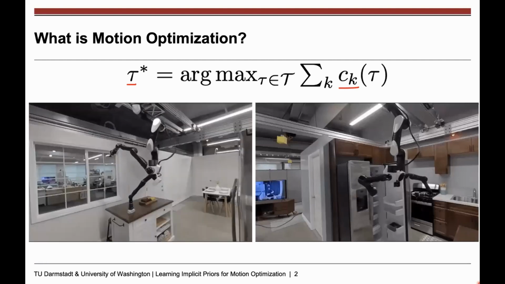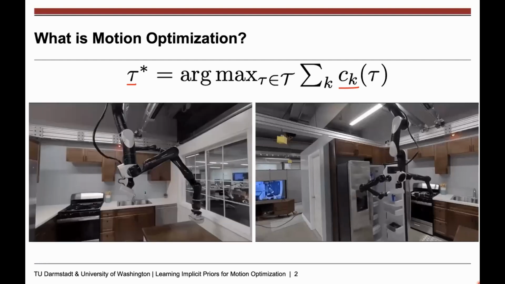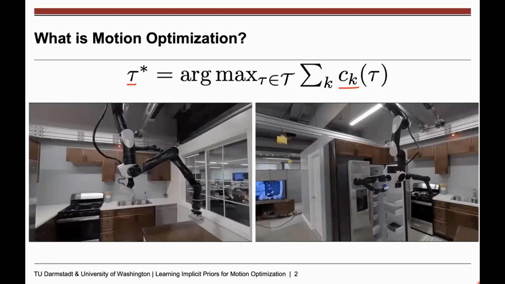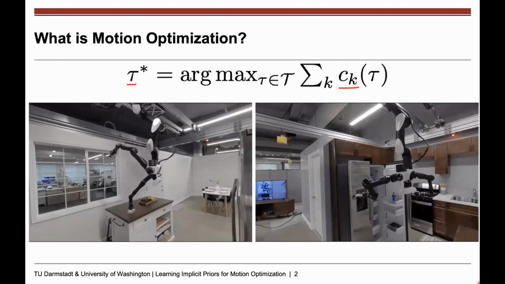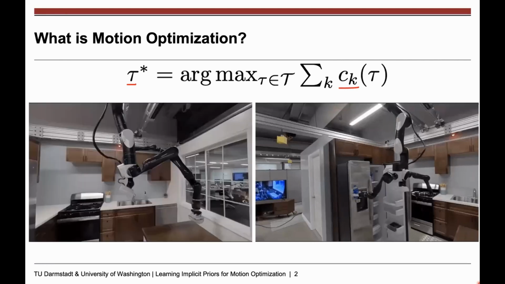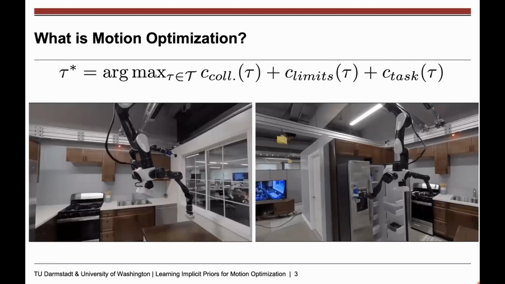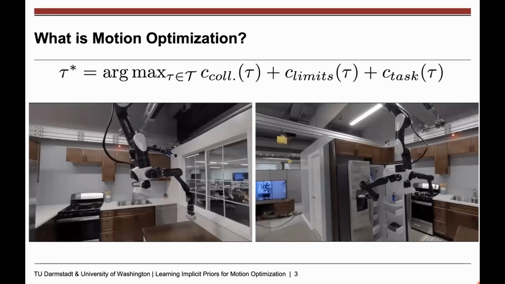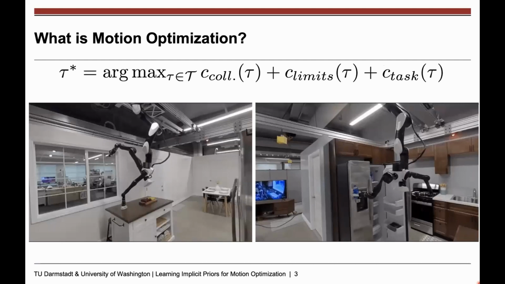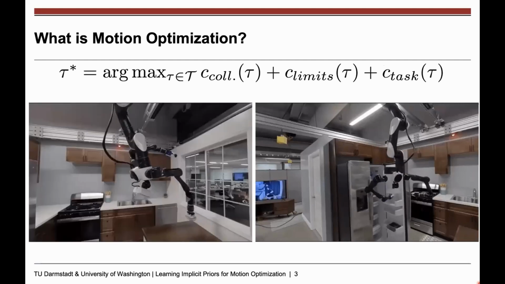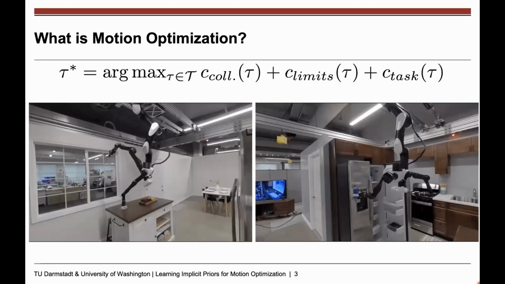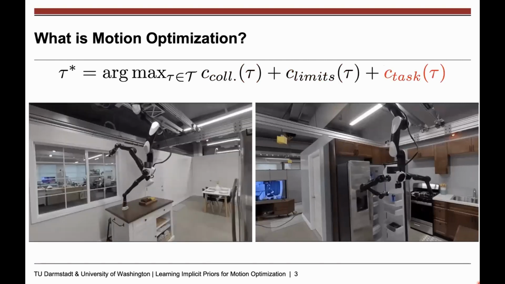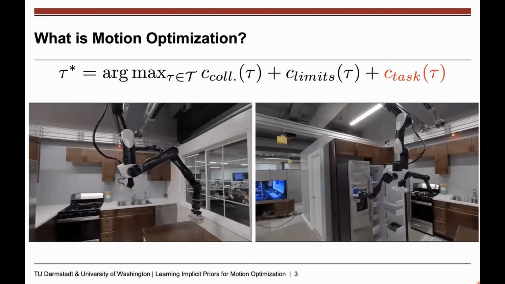In motion optimization, we deal with the problem of finding a trajectory tau that maximizes over a multi-objective problem. In the equation, each cost function c defines a different objective the robot needs to maximize. As shown in the video, to find a solution to the task of cleaning a table or placing a bottle in the fridge, we need to satisfy multiple objectives that are modeled as cost functions. We have to avoid collisions, consider the robot's joint limits, and of course, solve the task.